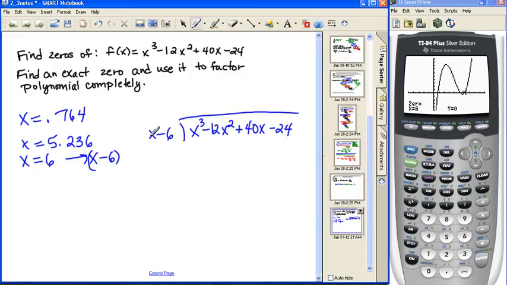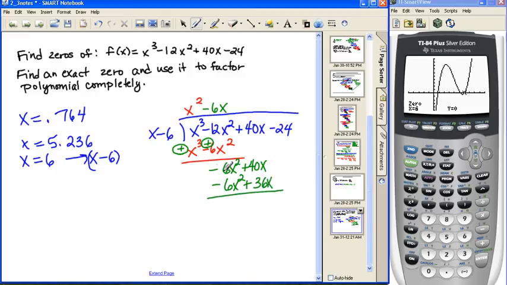So repeating these steps, x into x cubed is x squared. Multiplying gives us x cubed minus 6x squared. Now we change our signs. And remember, we're changing signs because we're subtracting. So negative 12x squared plus 6x squared is a negative 6x squared plus 40x. X goes into negative 6x squared negative 6x times. Negative 6x times x is negative 6x squared plus 36x.